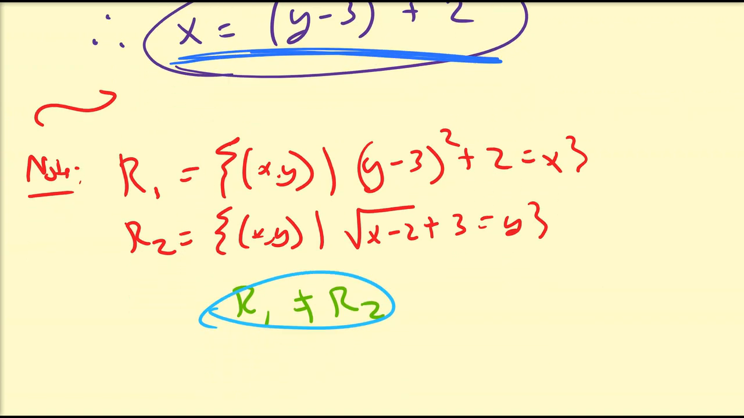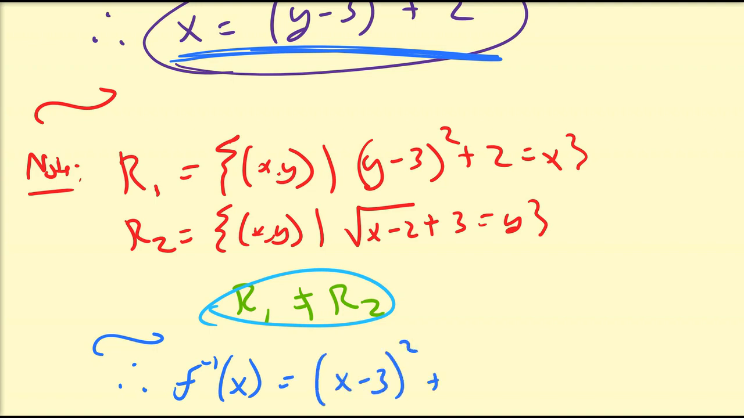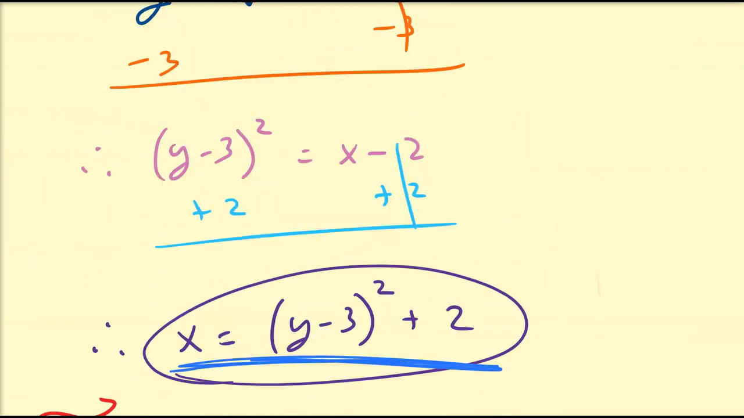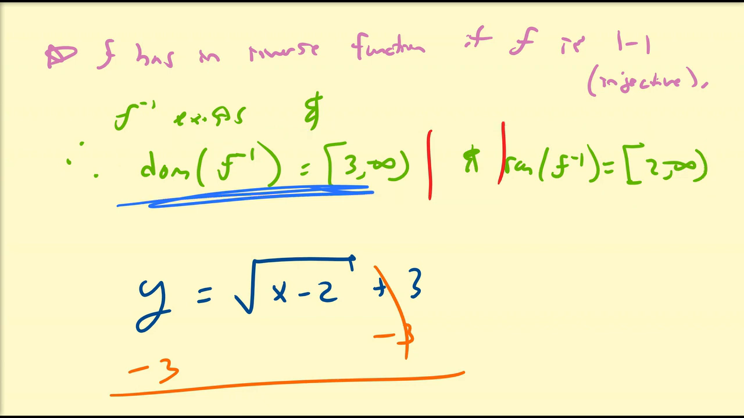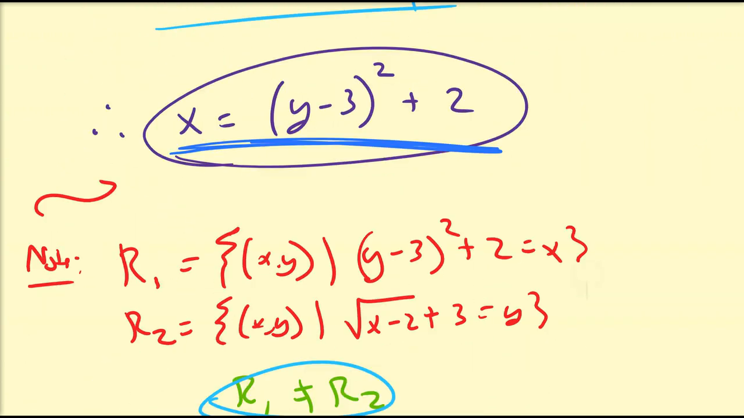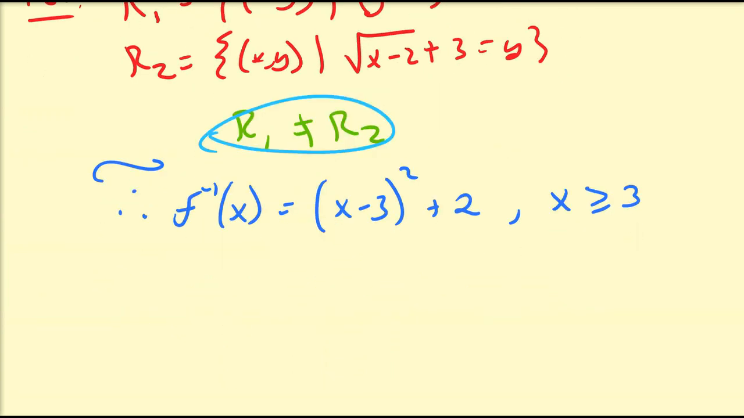So remember, once we take the inverse, we're just going to switch x and y around, right? So our claim is that f inverse of x is equal to (x minus 3) squared plus 2. But remember what the domain for this inverse function was, which is dictated by the range of the original function. The range of the original function was 3 to infinity, so the domain of the inverse function is going to be 3 to infinity. So this is only going to be true for x greater than or equal to 3.